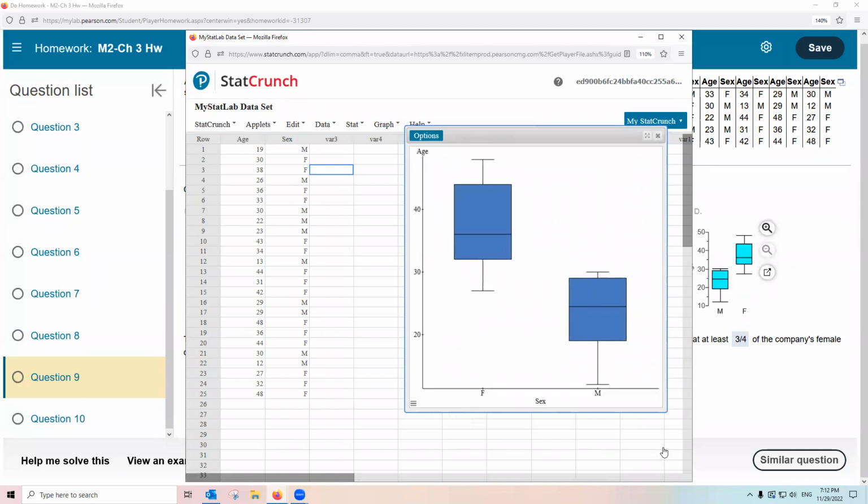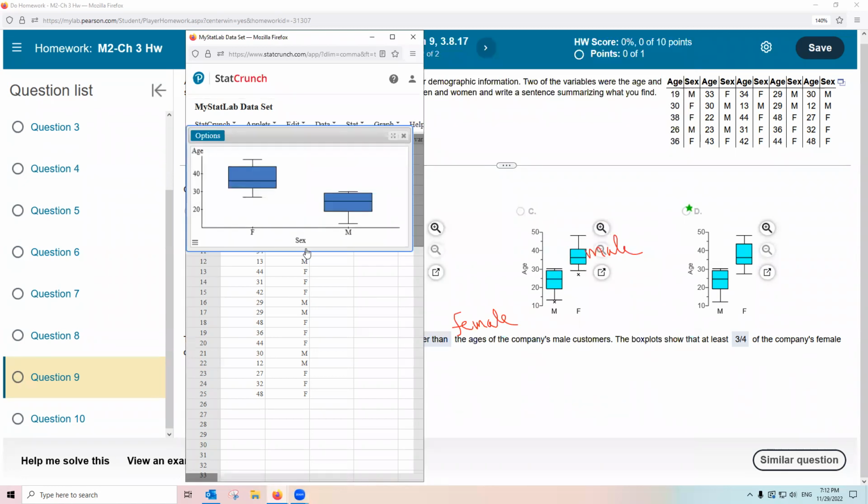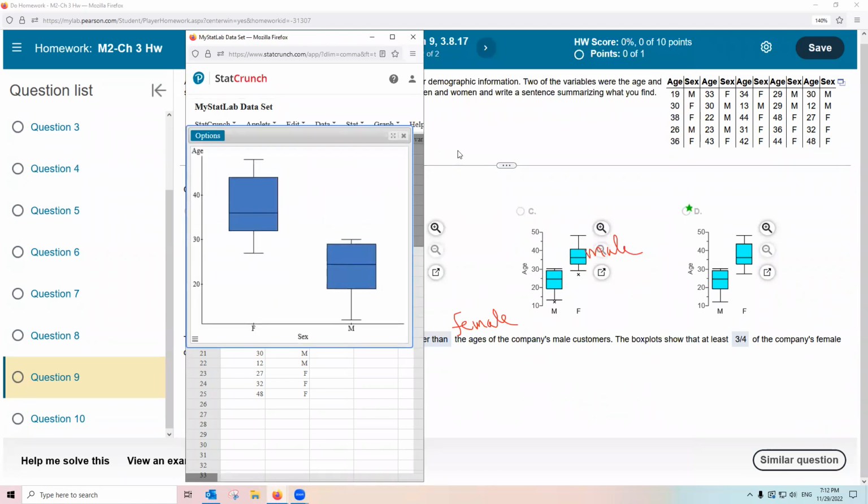And here are the side-by-side plots. Now, it turns out StatCrunch plotted females on the left and males on the right. So I've got to be careful because my math lab is plotting it with males on the left, but that's okay. I can easily compare. Let me see, maybe I can move this over here. And let's try to compare these two graphs.